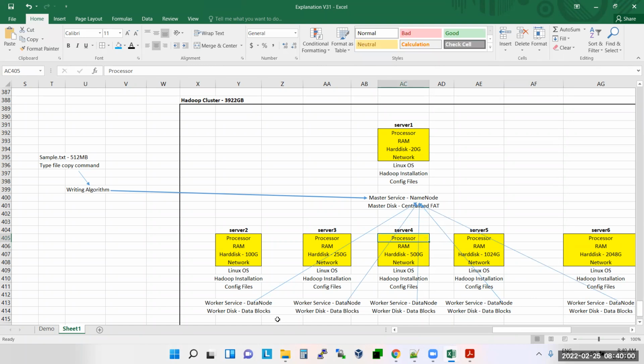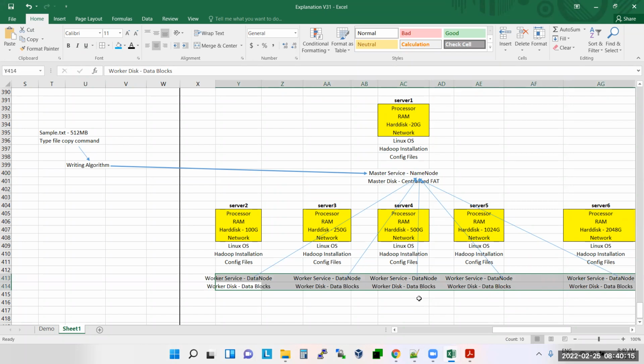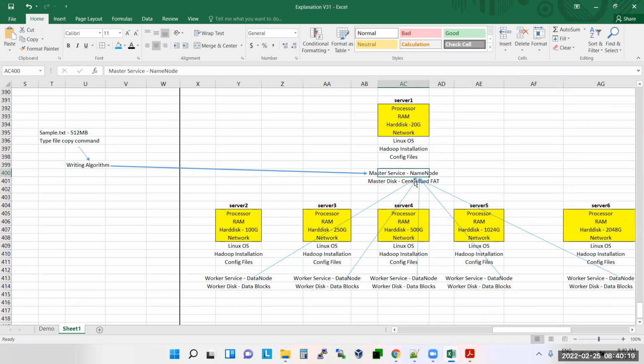So each data node is sending a heartbeat to the name node. In that heartbeat, the data nodes update the name node. Treat it like this: the name node is like a manager or a team leader, and these are the employees. Each data node will update the name node, saying how much free space it has.